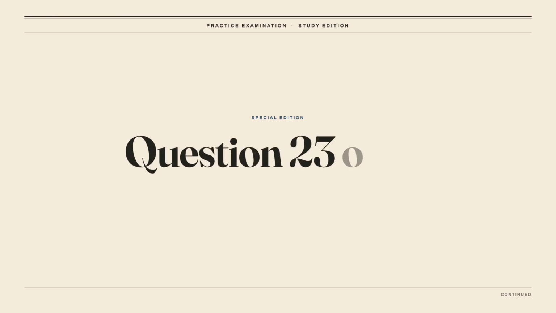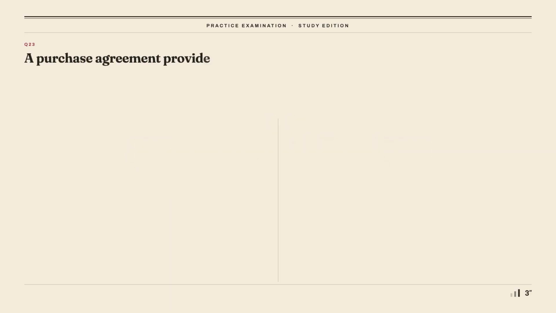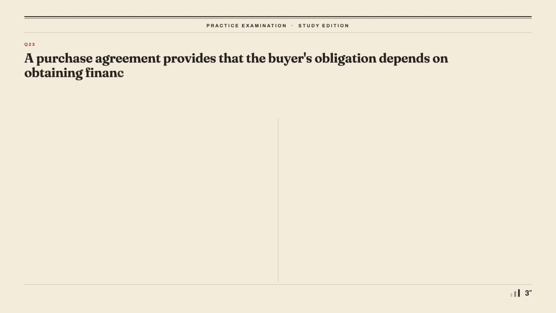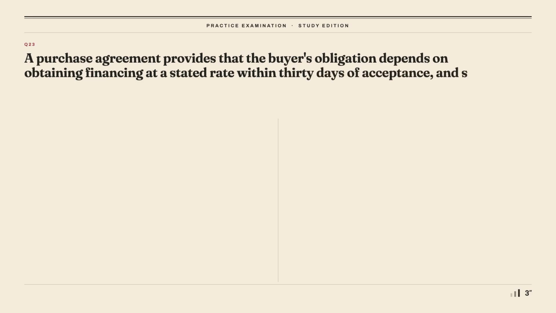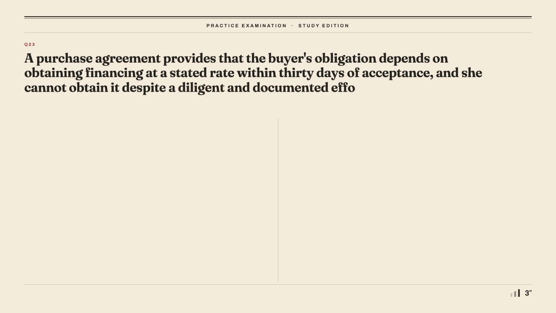Question 23. A purchase agreement provides that the buyer's obligation depends on obtaining financing at a stated rate within 30 days of acceptance, and she cannot obtain it despite a diligent and documented effort. Which of the following describes the provision?